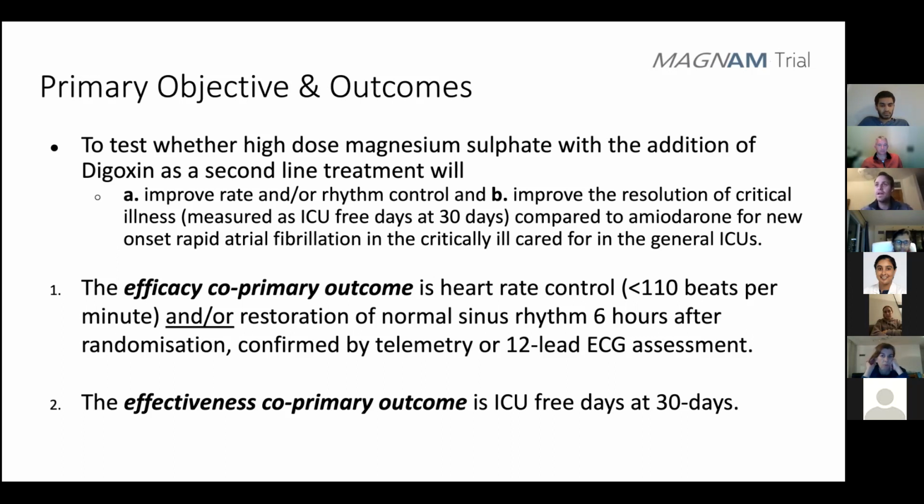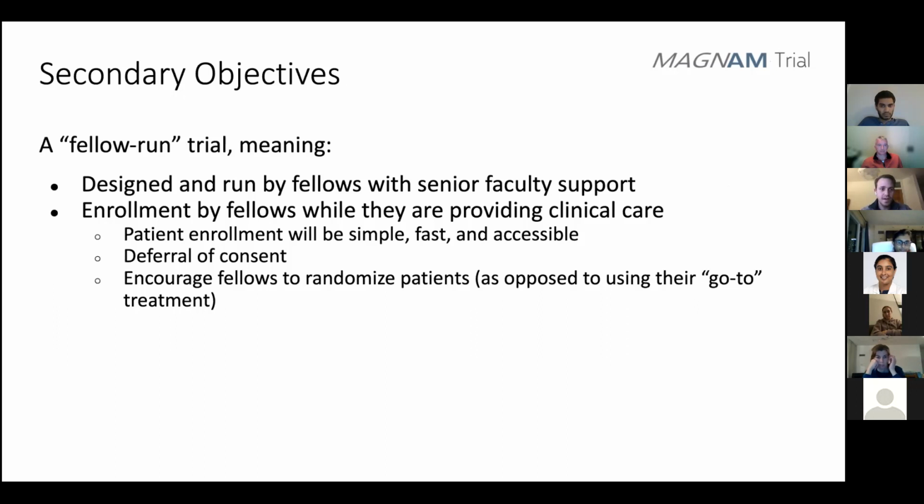So the efficacy co-primary outcome is heart rate control less than 110 beats per minute and/or restoration of normal sinus rhythm at 6 hours after randomization, confirmed by 12 lead. And the effectiveness co-primary outcome is ICU-free days at 30 days. And then some secondary objectives.